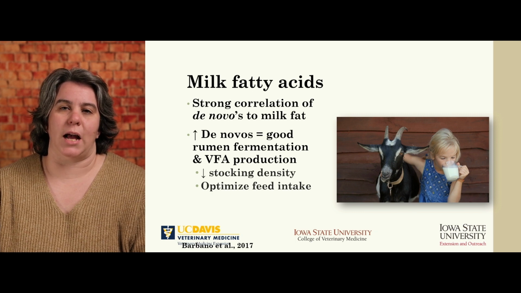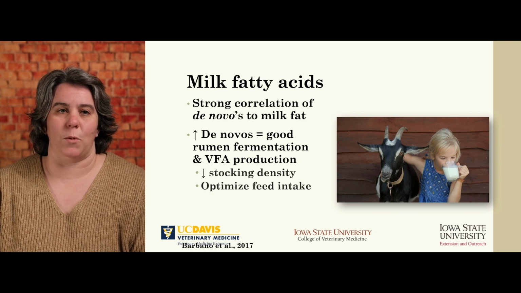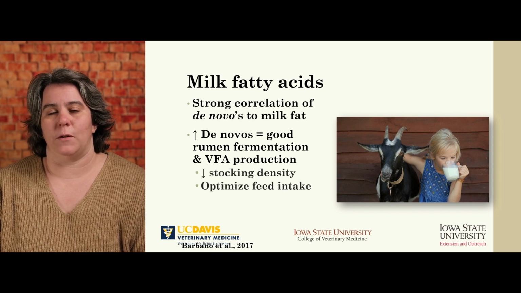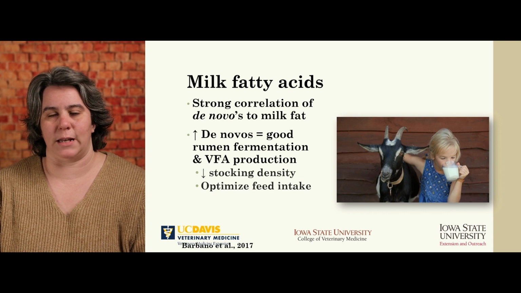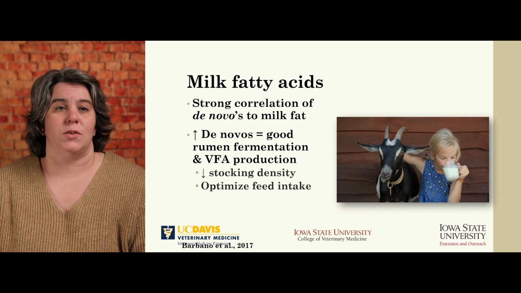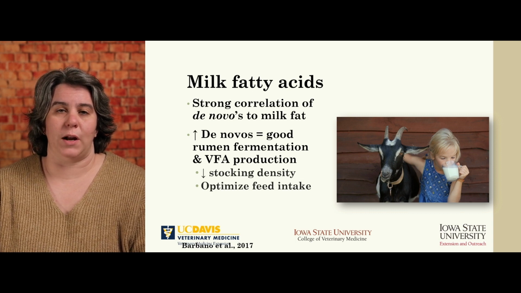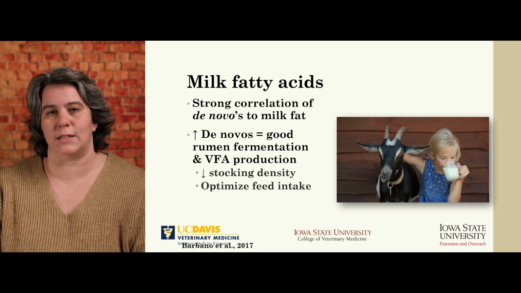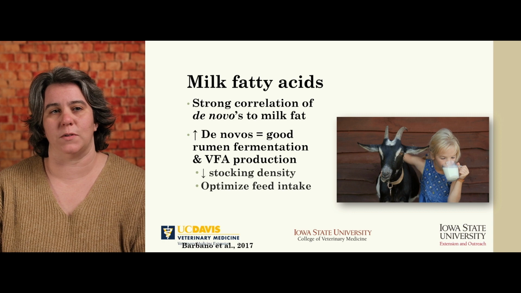Remember, the main building blocks for those fatty acids in the mammary gland are going to be acetate and butyrate. Acetate and butyrate are produced by rumen microbes when they ferment her diet. So if we can increase acetate and butyrate by making a healthy rumen with high-functioning microbes, that's going to increase the amount of fatty acids that goat can produce.